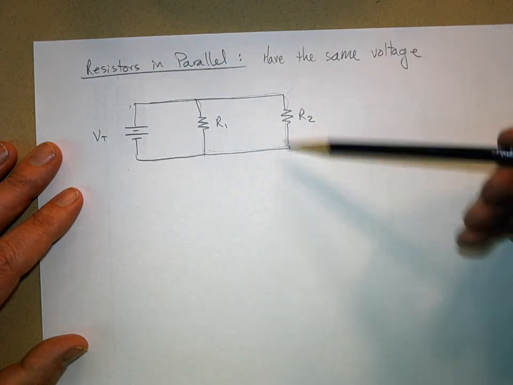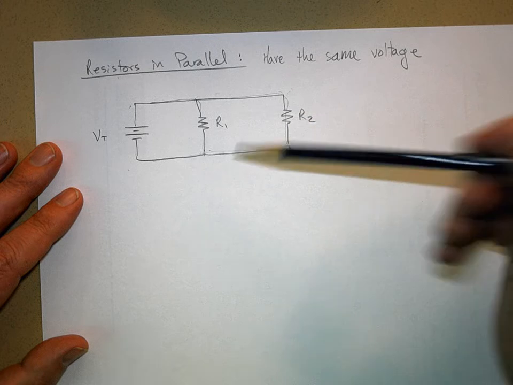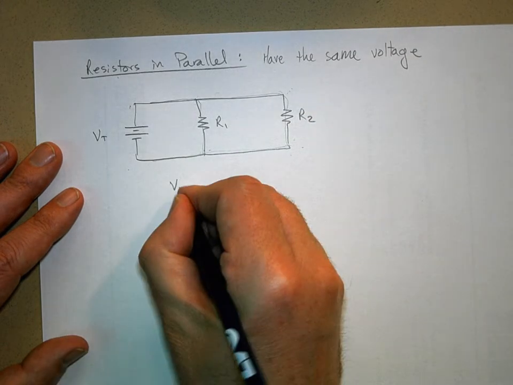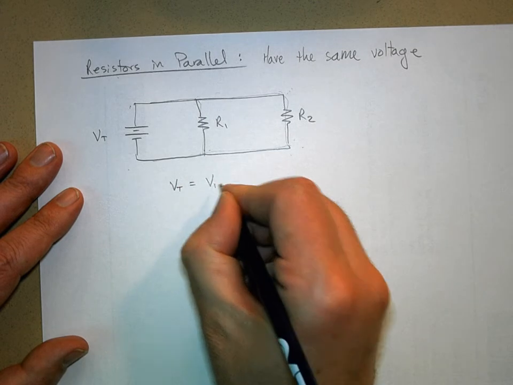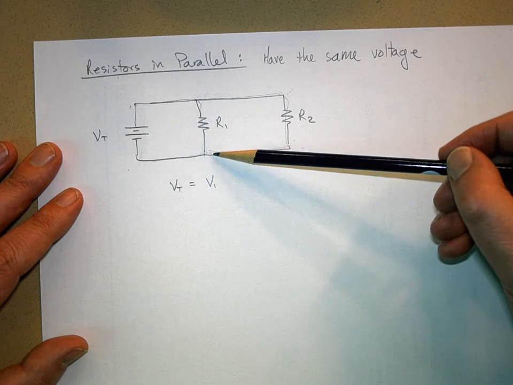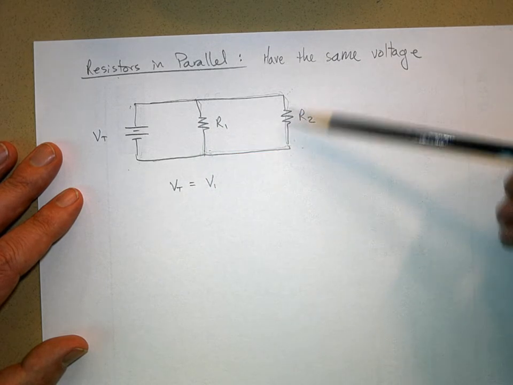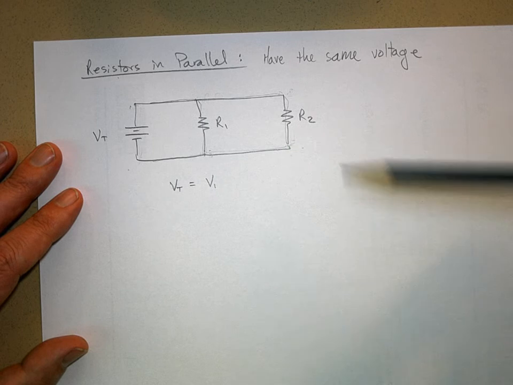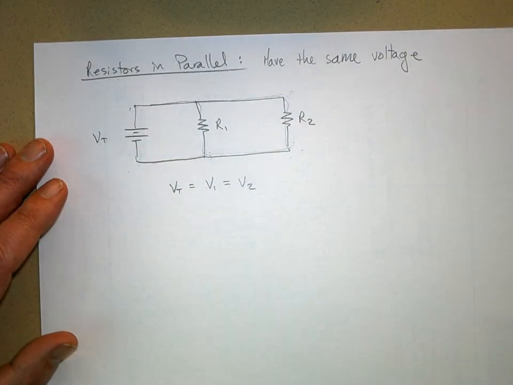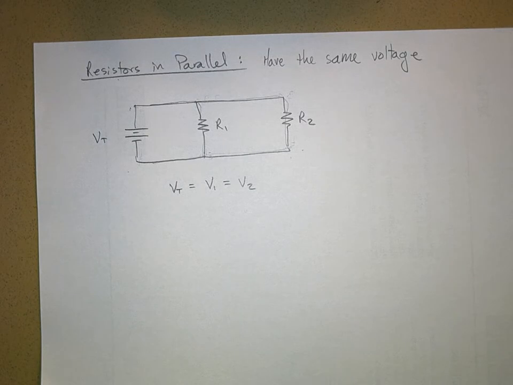So for these two resistors, the total voltage is equal to V1. That is, if you know what the voltage of the battery is, you also know what the voltage across R1 is. But that's going to be the same voltage across R2. So the voltages are the same. When the resistors were in series, it was the current that was the same. But now, instead of the current, it's the voltages that are the same. That's going to be important.